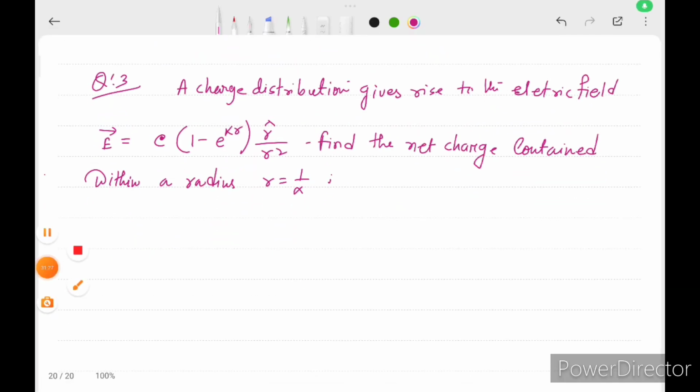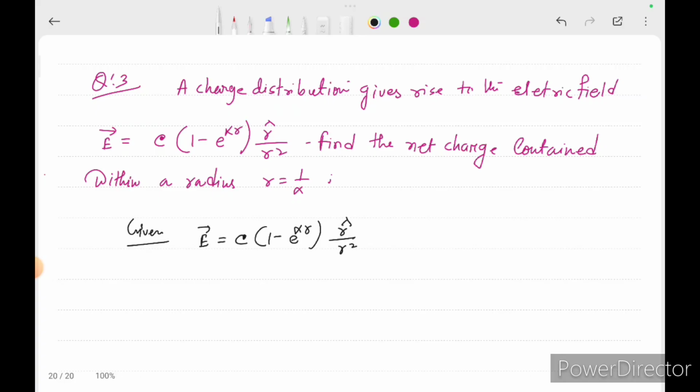Okay, so what is the solutions part? It's very interesting. So again, given here the electric field equals C (1 minus e to the power alpha r) r cap upon r square. So find the net charge.